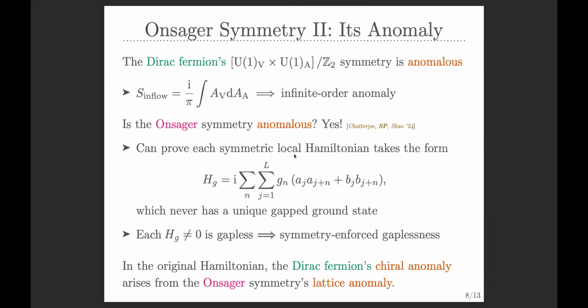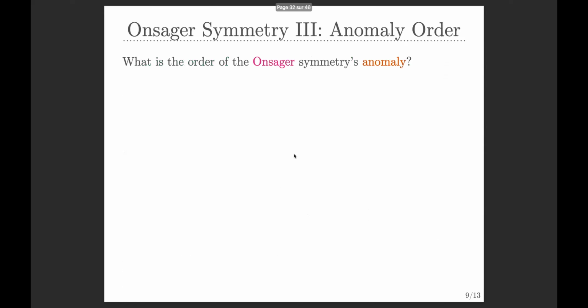Okay, so in this staggered fermion Hamiltonian, the original Hamiltonian we considered a slide or two ago, we have this Onsager symmetry. It has some lattice anomaly. The Onsager symmetry obviously becomes the vector and axial symmetry in the IR, and the chiral anomaly in the IR we interpret as being matched by this Onsager symmetry anomaly. So those were all things that we worked out about 2 years ago.